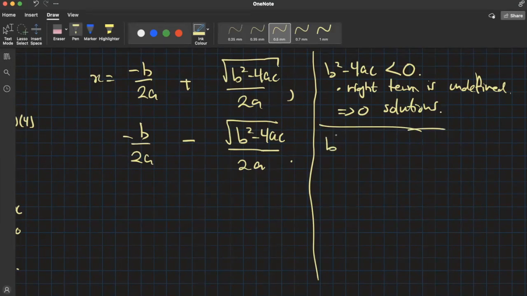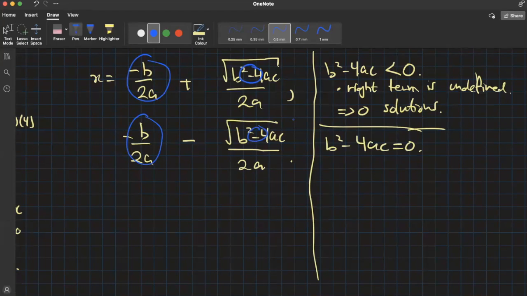Now let's think about b squared minus 4ac equals 0. So what we're going to have, as we established, is a number on both sides, and we're going to add the square root of 0 divided by 2a, and we're going to subtract the square root of 0 divided by 2a. Well, 0 divided by anything is 0. So what we have is the same number: negative b on 2a plus nothing, and the other solution is that same number minus nothing. And so what we end up with is one solution.